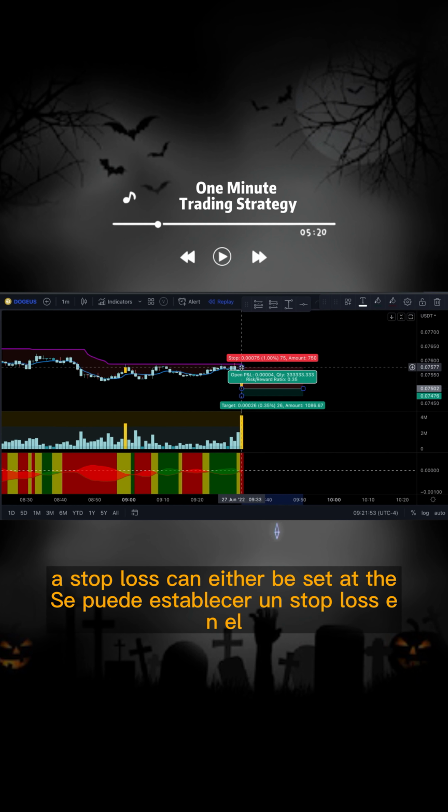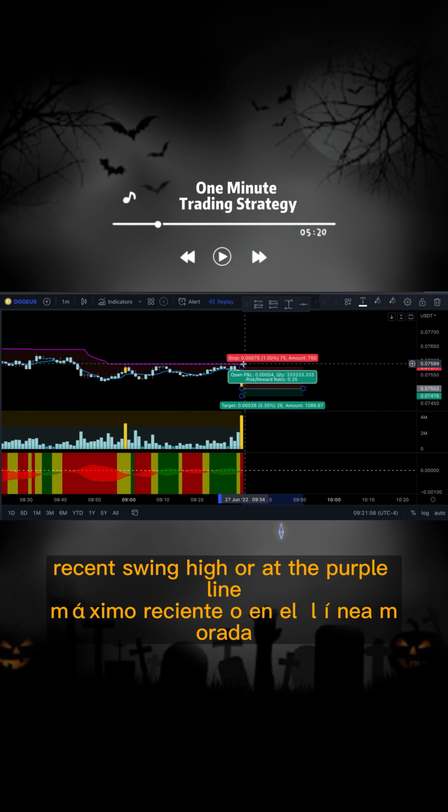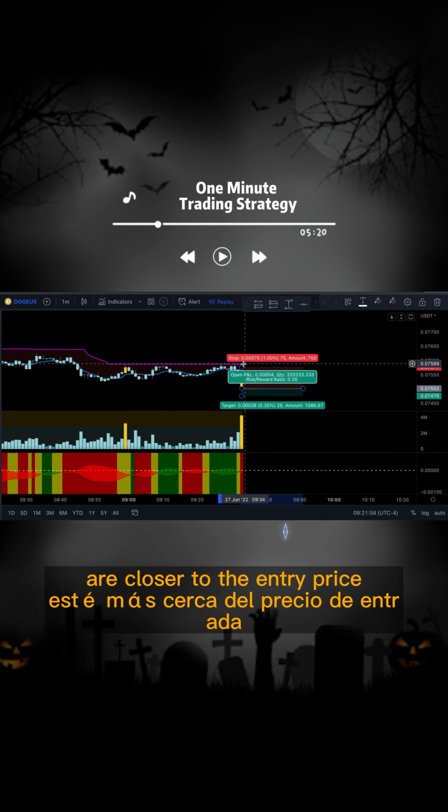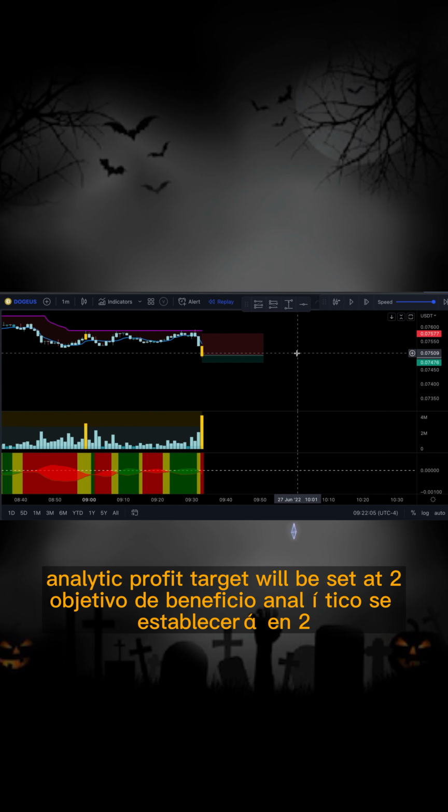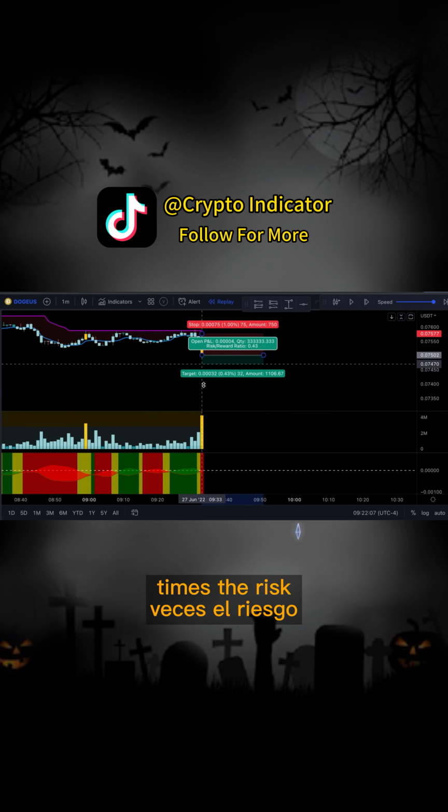Our stop loss can either be set at the recent swing high or at the purple line, depending on which one of these prices are closer to the entry price. And our take profit target will be set at 2 times the risk.